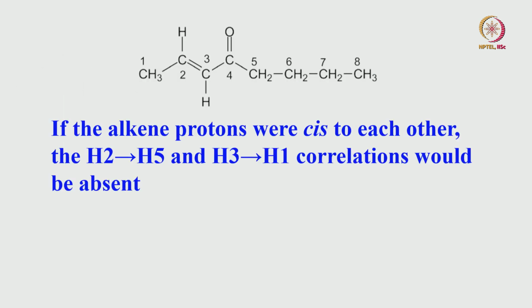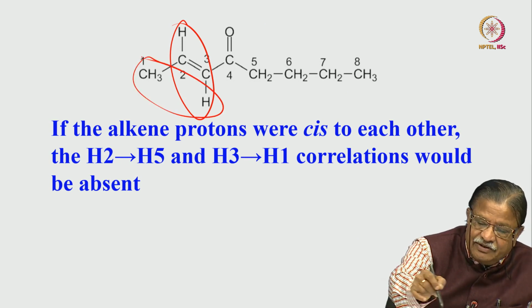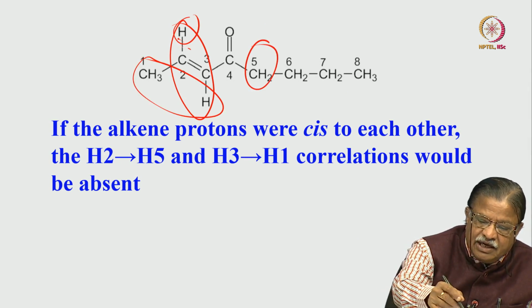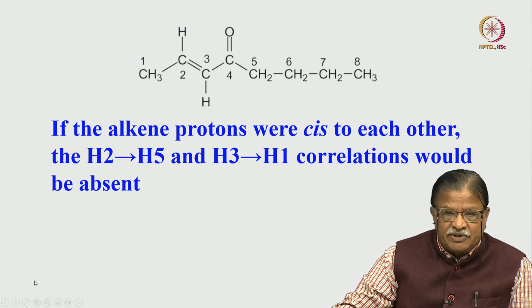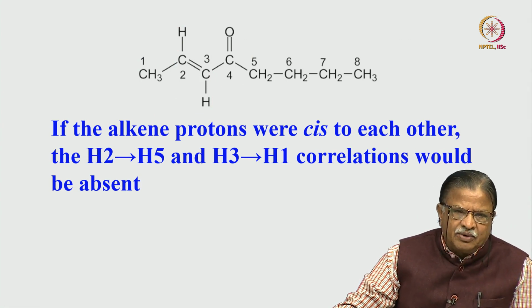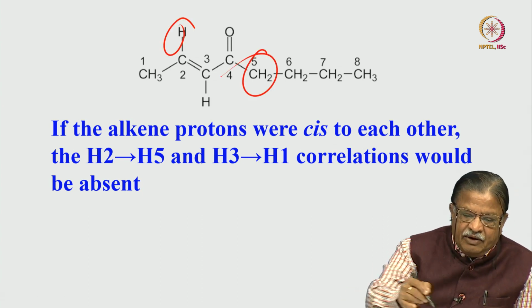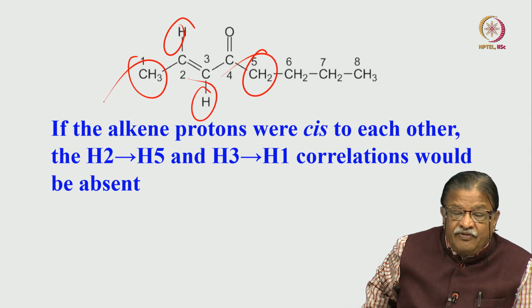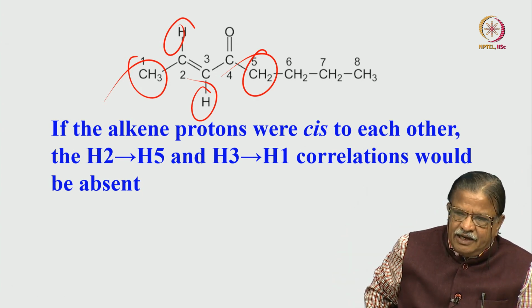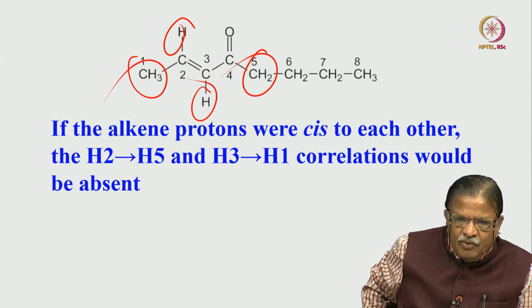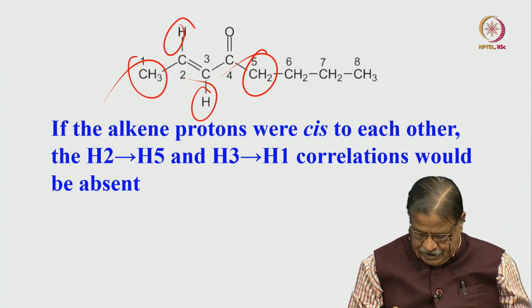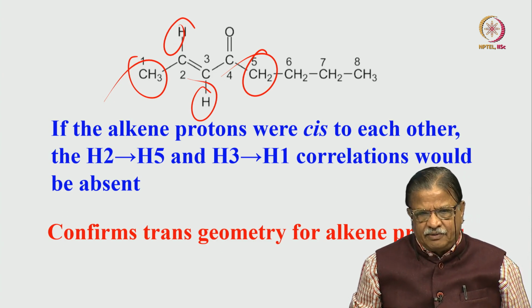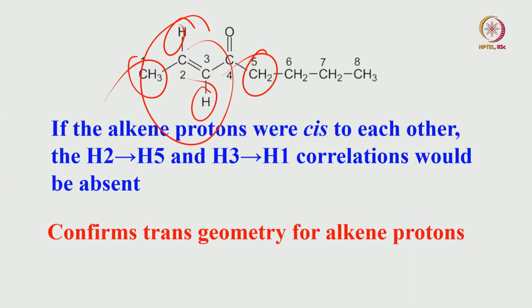Okay, the question is, if the alkene were cis instead of trans, what would have happened? We know the correlation is between this and this and between this and this. That's why we said these two are on one side of the double bond. If it were cis, then you would not get the H2 to H5 correlation. You will not see this correlation, and you will not get the H3 and H1 correlation. If it is on the other side, the distance becomes more, and you will not get the correlation. So the correlations we observe for this molecule put these two on one side and these two on the other side of the double bond, and establish the cis geometry for the alkene protons of this molecule.